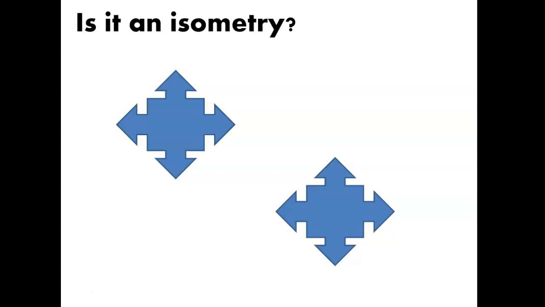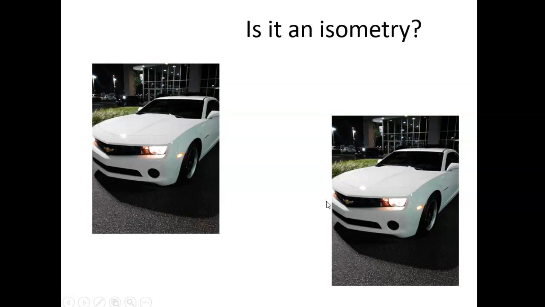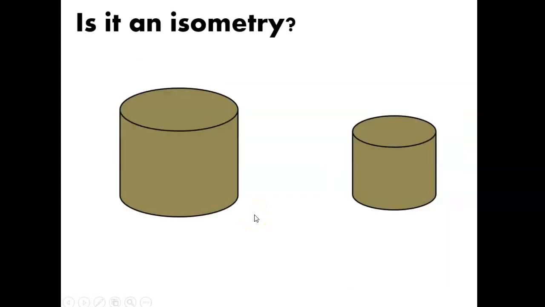Alright, tell me yes or no. Is this an isometry? Yes. Same size, same shape. Can you tell me what kind of transformation this is? Yes, this is a translation. Alright, look at the two cars. Is this an isometry? Yes, it is. Another translation, same size, same shape.